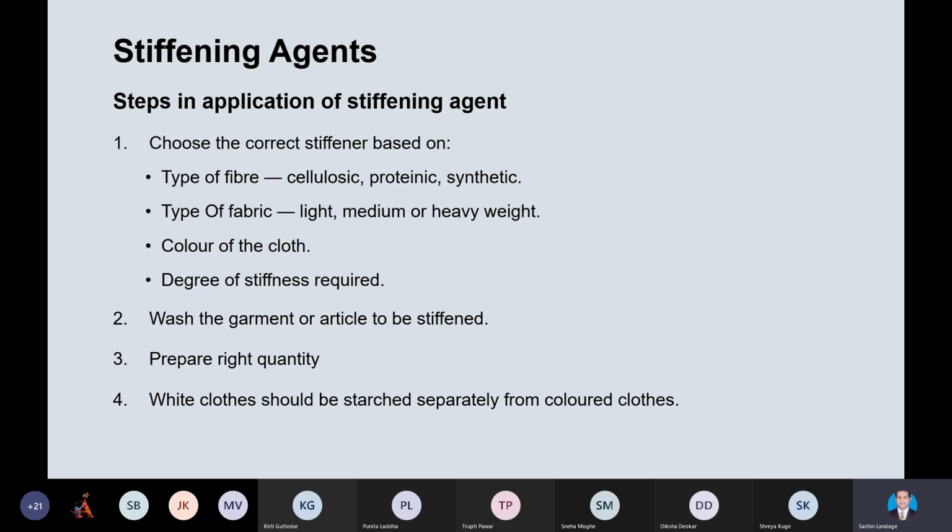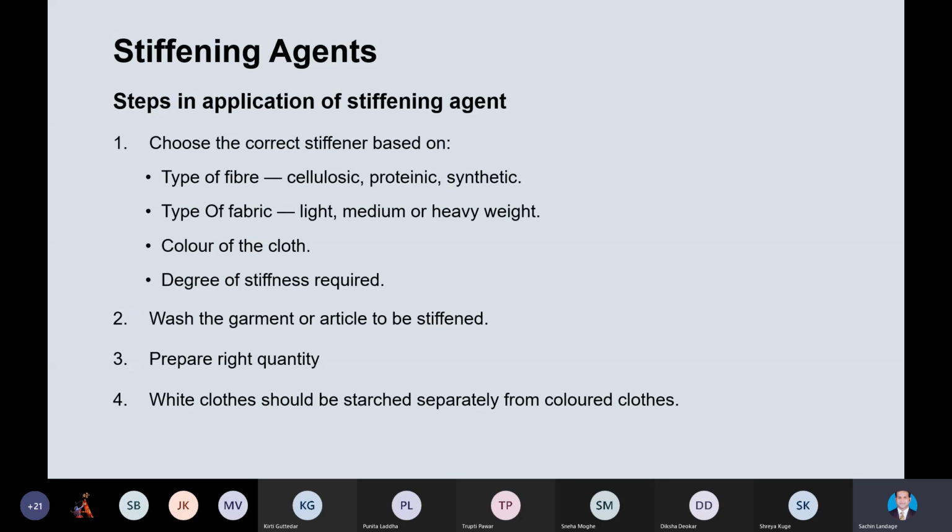Now how to start? Whenever we want to apply the stiffening agent or any of these laundering agents, except soap, meaning the OBA, the bluing agent or the bleaching agent, initially we have to carry out the washing of the garment, so that whatever dirt and dust is on the garment will get easily removed. So first wash the garment or article to be stiffened.